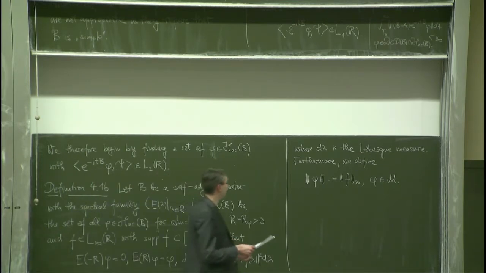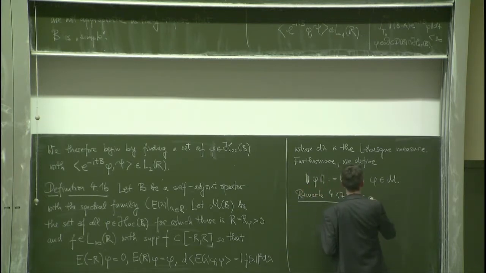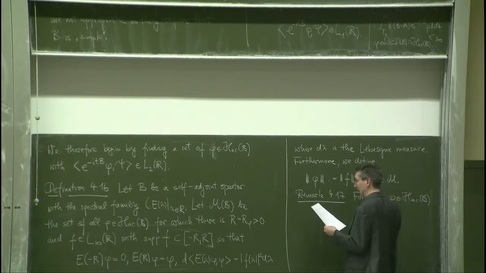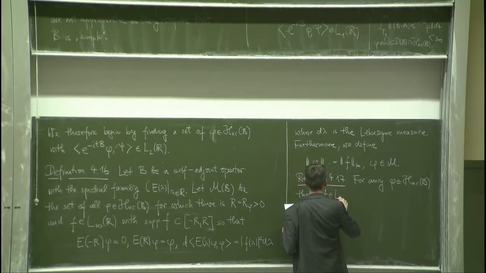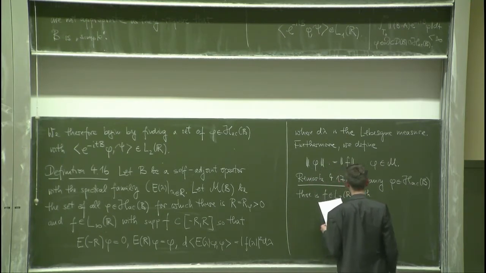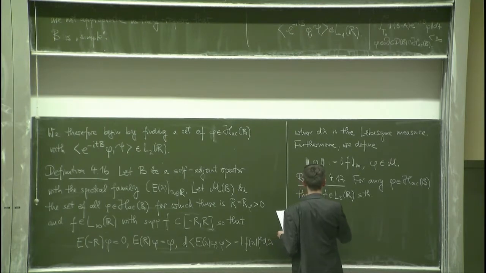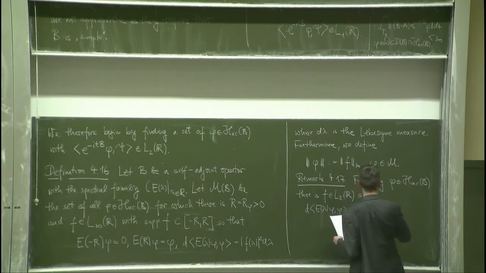Yeah, so let's remark this. Remark 4.17: for any phi in H_AC(B), there is f in L2 such that we have the representation that the spectral measure is simply |f(lambda)|^2 d lambda. So this is not surprising.